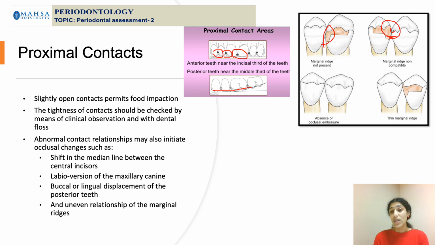Absence of an occlusal embrasure space: here, no occlusal embrasure, too tight a contact. You can't even pass a floss there. And then thin marginal ridges: they try to create a marginal ridge, but it is so thin that it is not giving a proper enough contact point. So understanding and examining the presence of proper proximal contacts is very important.